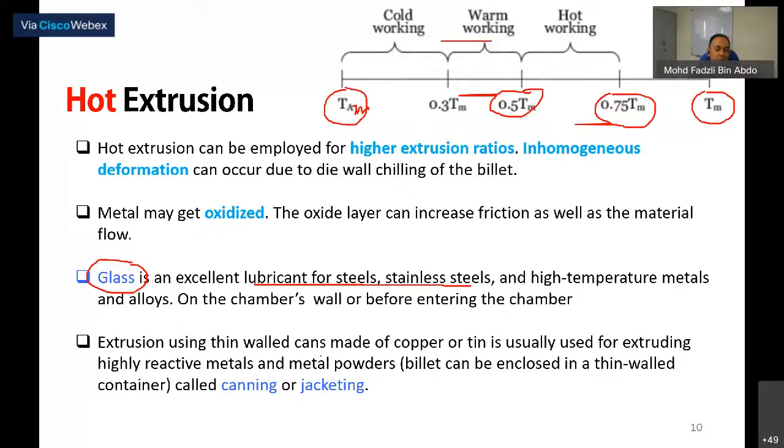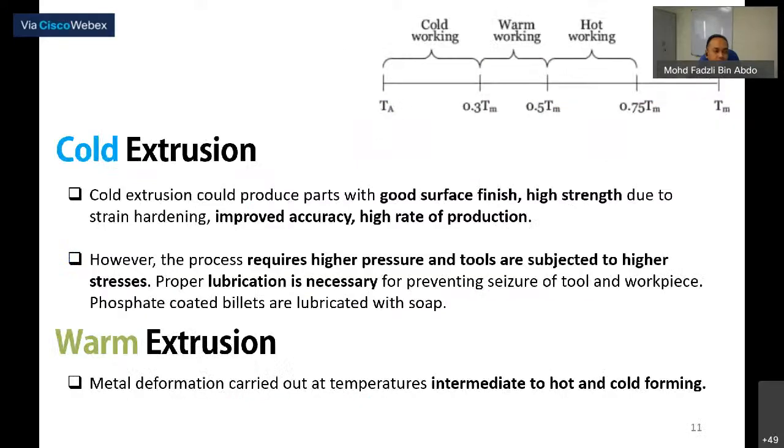Extrusion using thin wall cans made of copper or tin is usually used for extruding highly reactive metal and metal powder. Billet can be enclosed in a thin wall container called canning or jacketing. Okay, this is only the term.